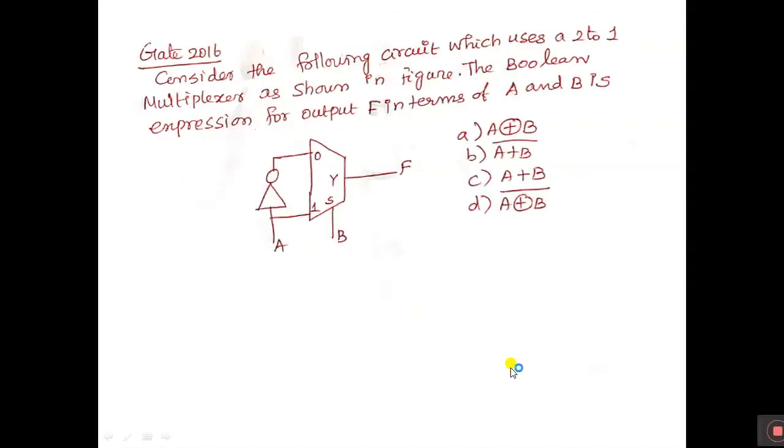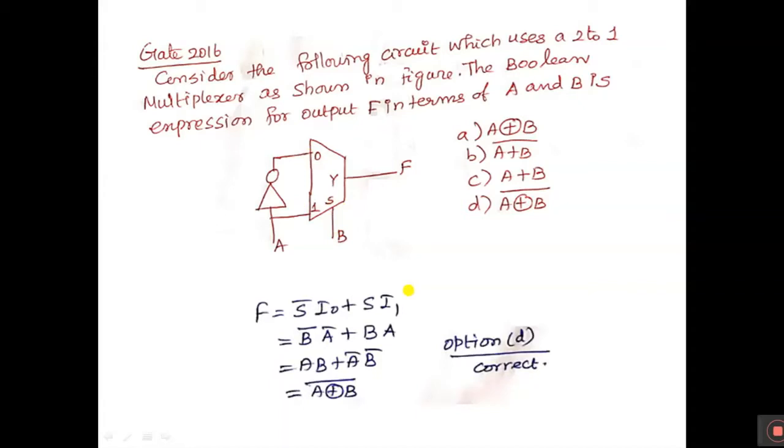Next question. This question was asked in GATE 2016. Consider the following circuit which uses a 2 to 1 multiplexer as shown in the figure. The Boolean expression for output F in terms of A and B is. It's a very simple question asked in GATE 2016. This is a direct question. The options: option A A XOR B, option B A plus B whole bar, option C A plus B, option D A XOR B. This is the structure given. This is a 2 cross 1 multiplexer. It has one selection line, 2 inputs and 1 output.